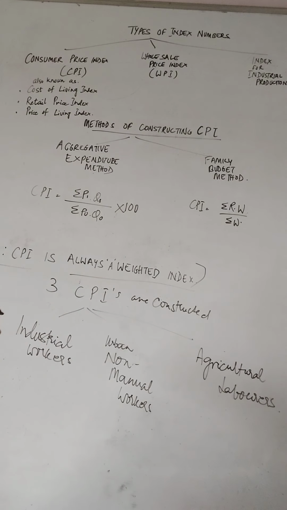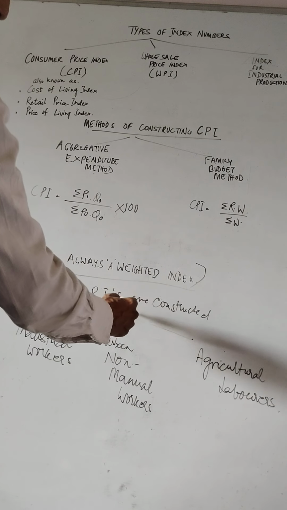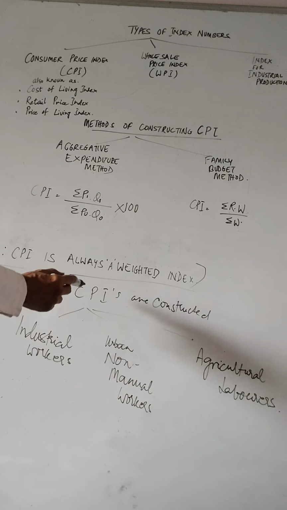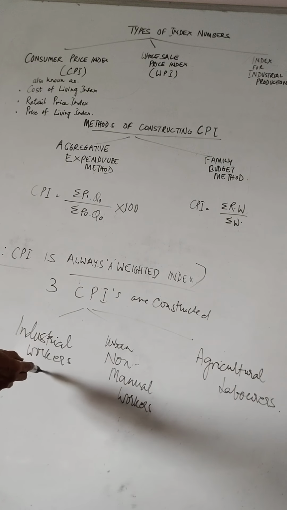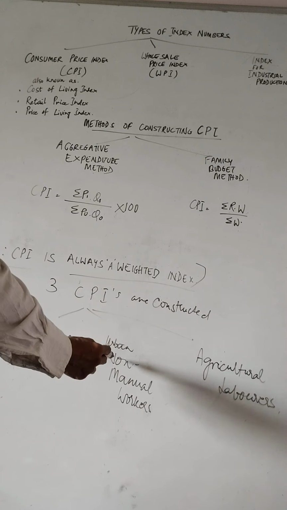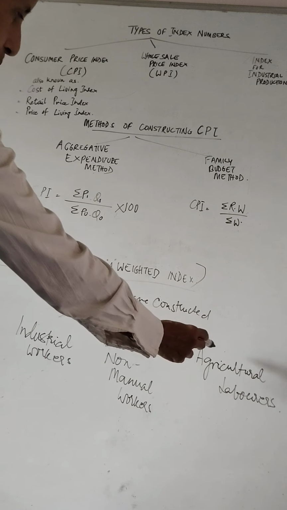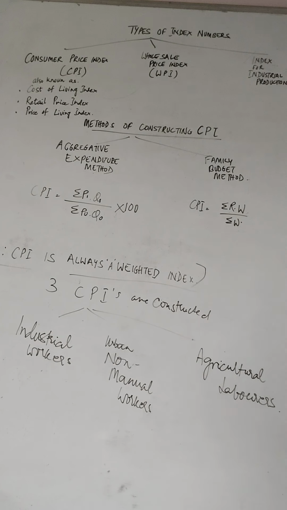Okay. And generally in India, there are three consumer price indices that are constructed. One is the consumer price index for industrial workers, then the consumer price index for urban non-manual workers, and third is the consumer price index for agricultural laborers. So basically we have these three.